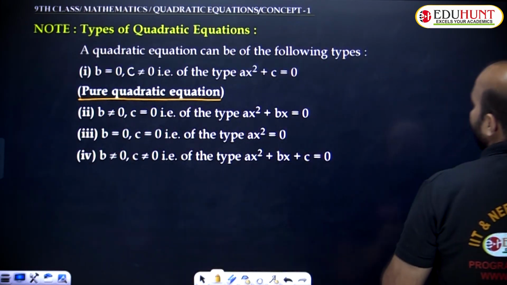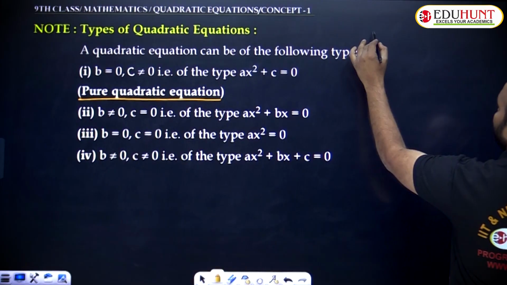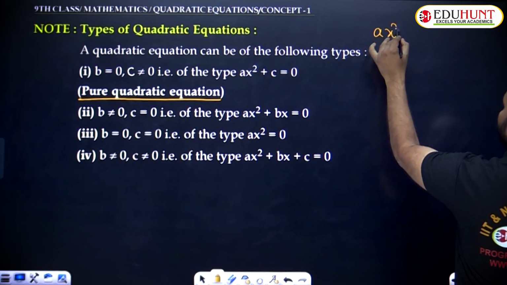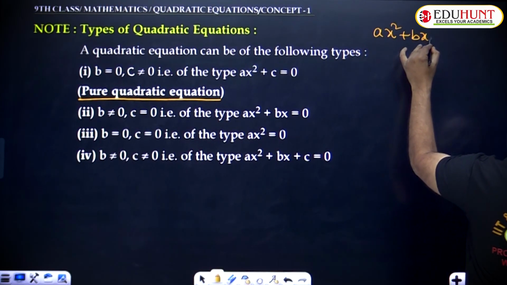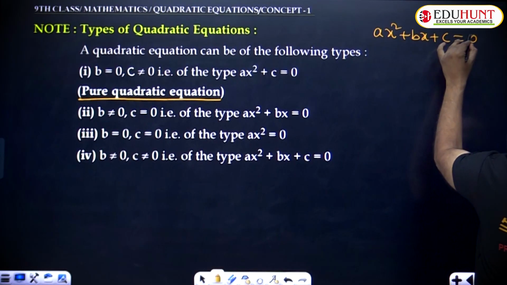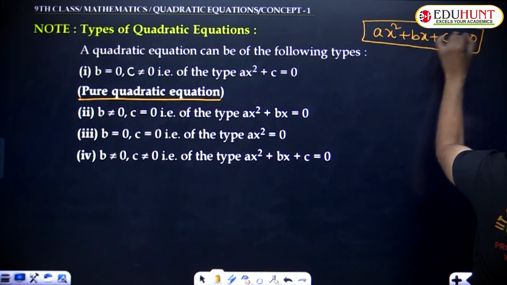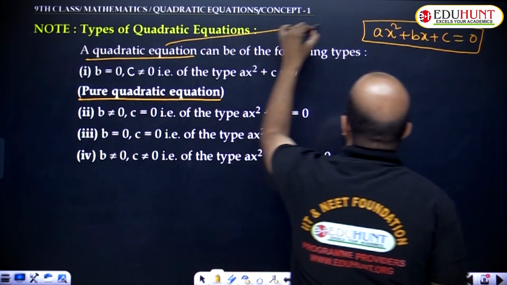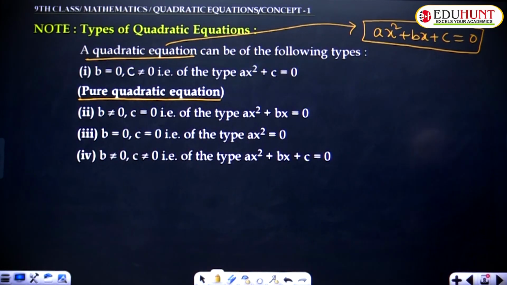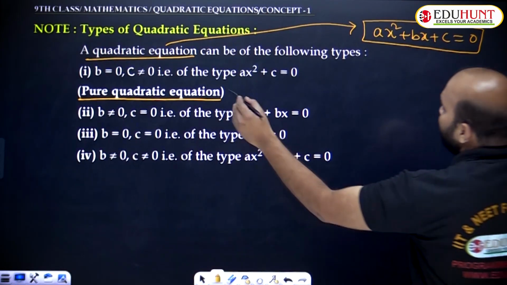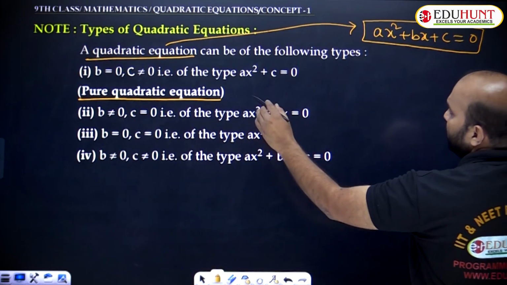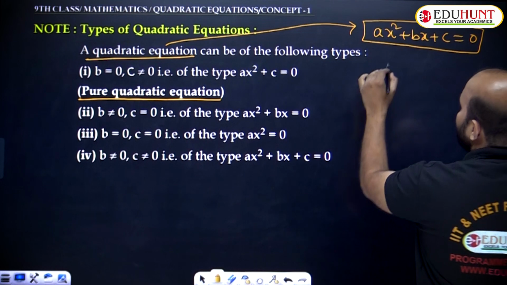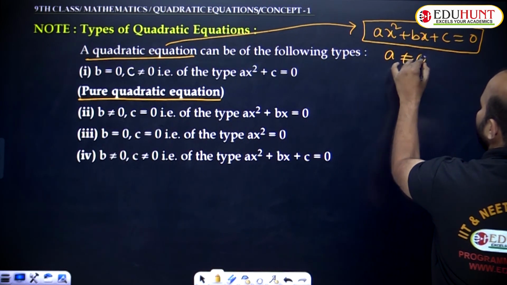So, pure quadratic equation. What is the original form of a quadratic equation? ax square plus bx plus c equals 0. This is a quadratic equation. Am I clear? So, the first condition I am given is b equals 0, c not equal to 0. But before that, for any quadratic equation, a not equal to 0. This is the original condition.